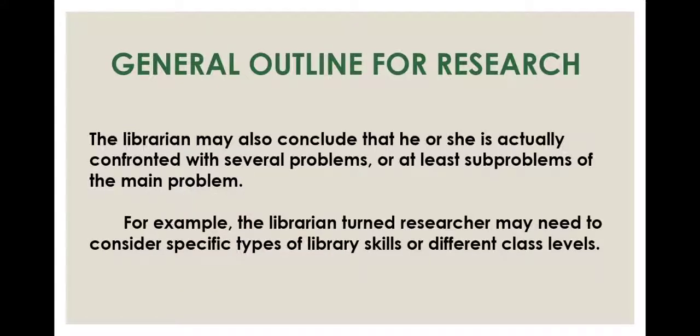General outline for research. The librarian may also conclude that he or she is actually confronted with several problems, or at least sub-problems of the main problem. For example, the librarian turned researcher may need to consider specific types of library skills or different class levels.